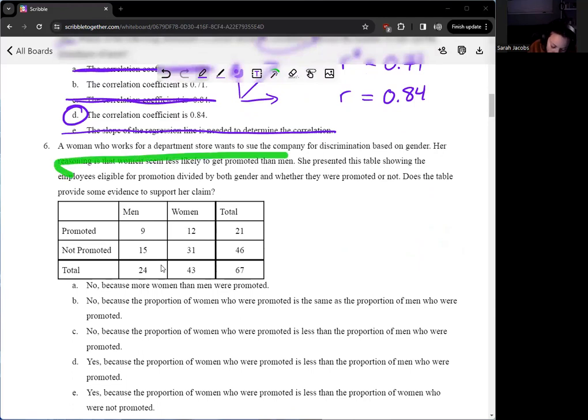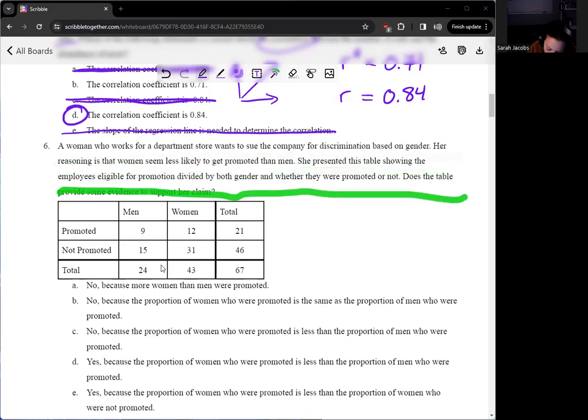All right. A woman who works for a department store wants to sue the company for discrimination based on gender. Oh, no. Her reasoning is that women seem less likely to get promoted than do men. She presented this table showing the employees eligible for promotion divided both by gender and whether they were promoted or not. Does the table provide some evidence to support her claim? Okay.